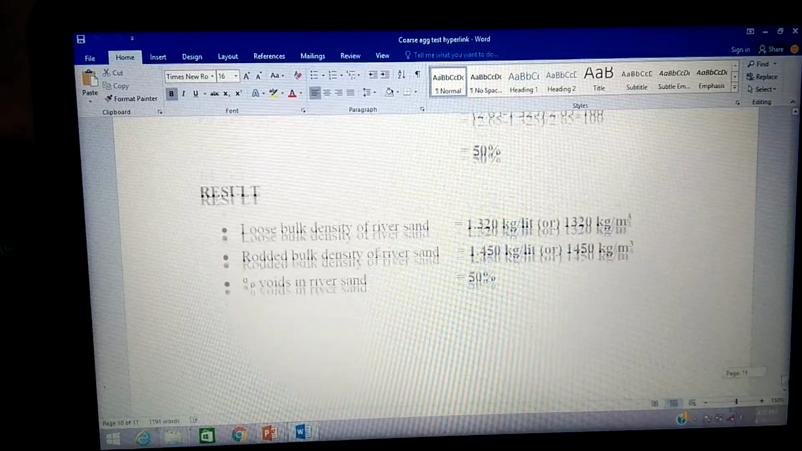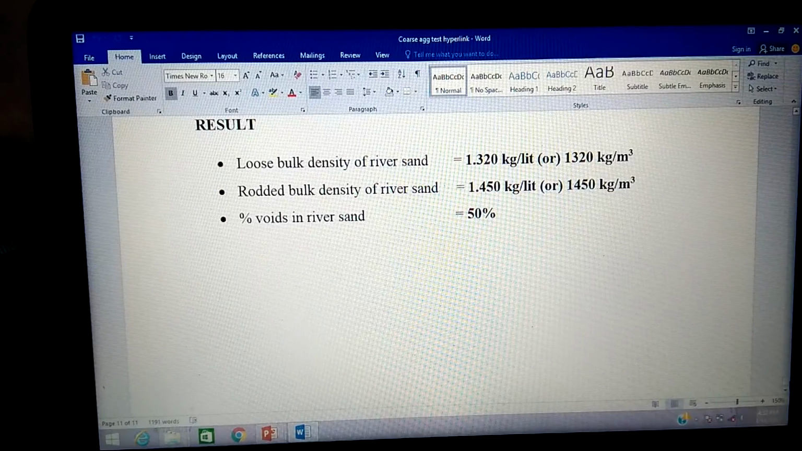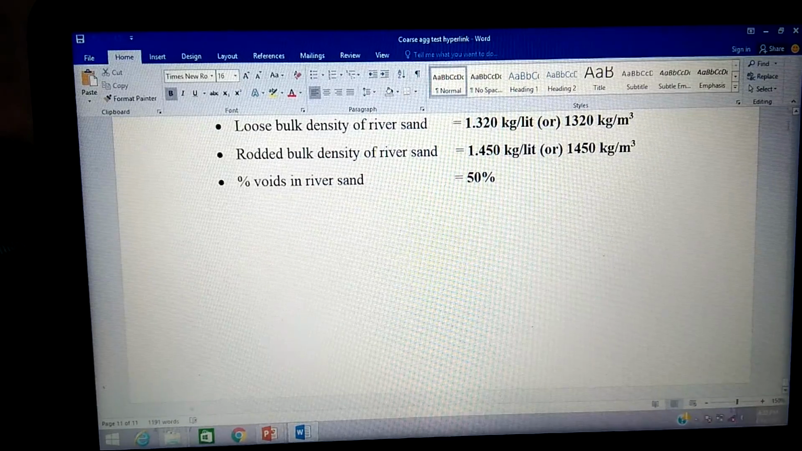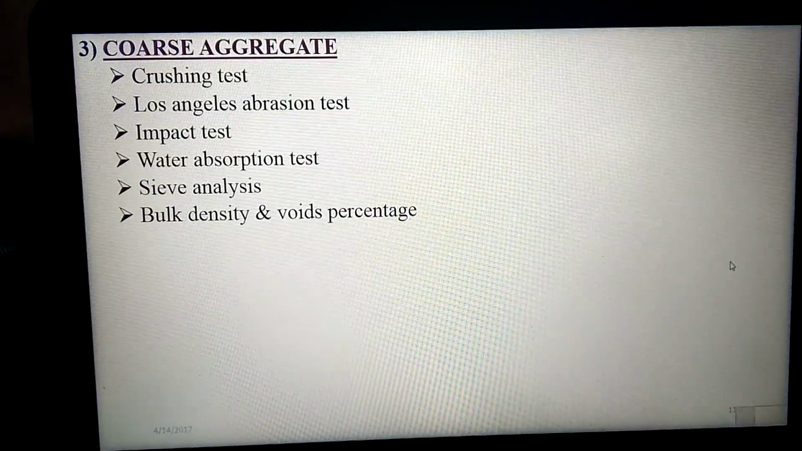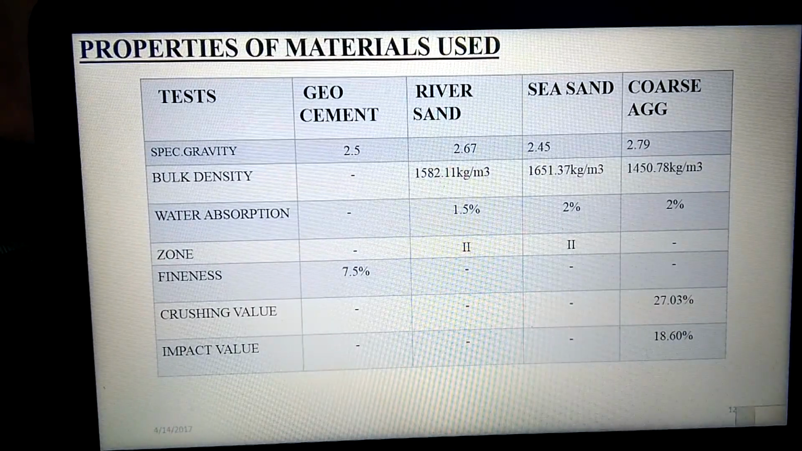As previously we did the test for fine aggregate, we also did the bulk density test for coarse aggregate. As a result, we got loose bulk density 1.320 kg per liter and rodded bulk density 1.450 kg per liter, and the voids percentage is 50%. These are all the tests we have done for coarse aggregate. Next slide. These are the brief properties of our materials used in our project.